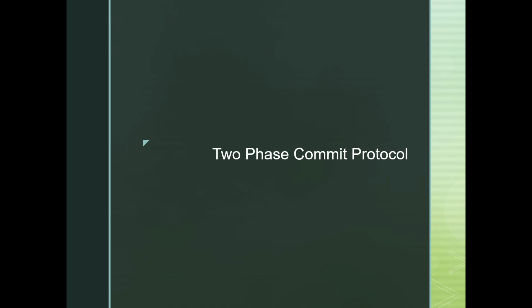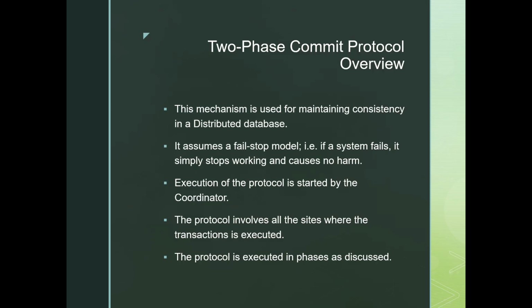So for that, to ensure consistency, we use the two-phase commit protocol. Let's have a look at it. The two-phase commit protocol is used in distributed databases to ensure consistency. It assumes a fail-stop model. That is, if a system fails, it simply stops working and causes no harm.